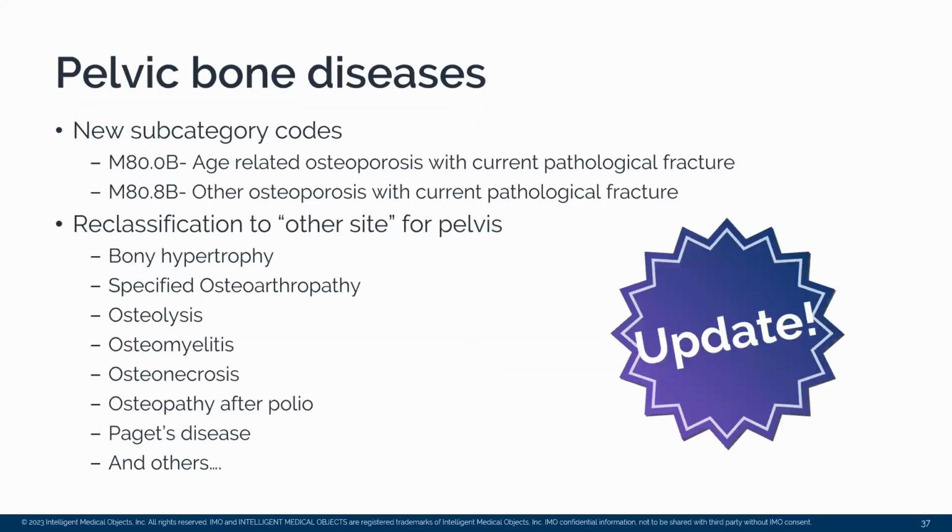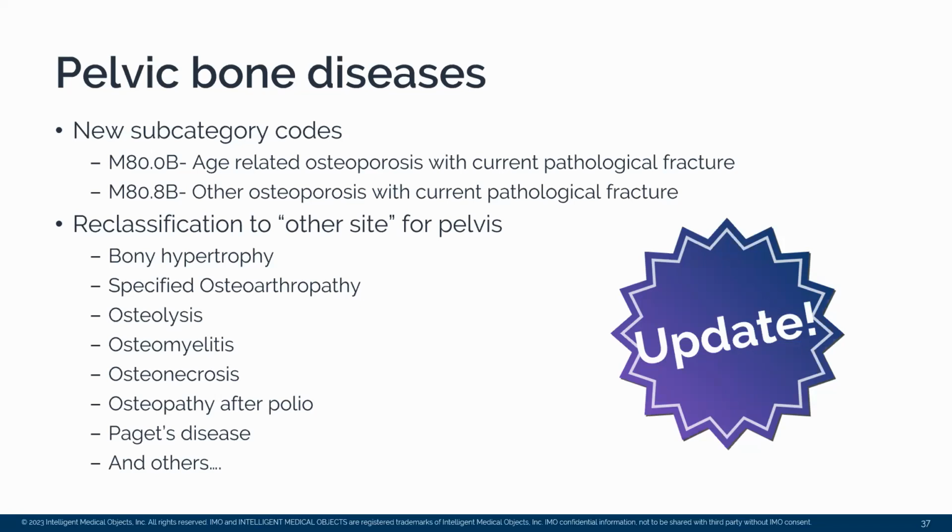Turning our attention to the musculoskeletal changes, we will next look at reclassification of pelvic bone diseases. ICD-10-CM previously could not adequately represent an osteoporotic pathological fracture of the pelvis. These pathological fractures were currently assigned to M80.05 or M80.85, to which the code description was only specific to the femur instead of the pelvic bones.